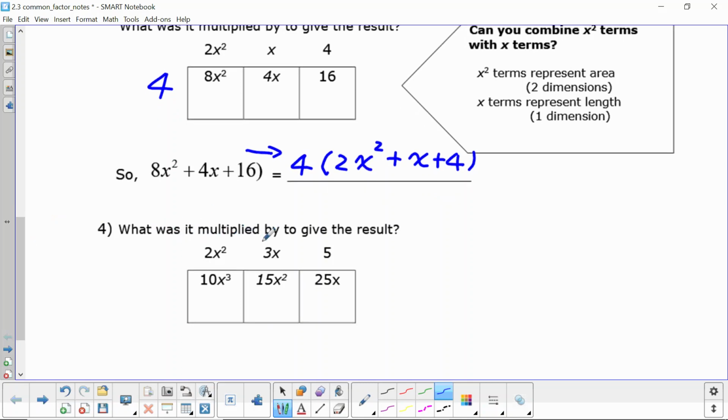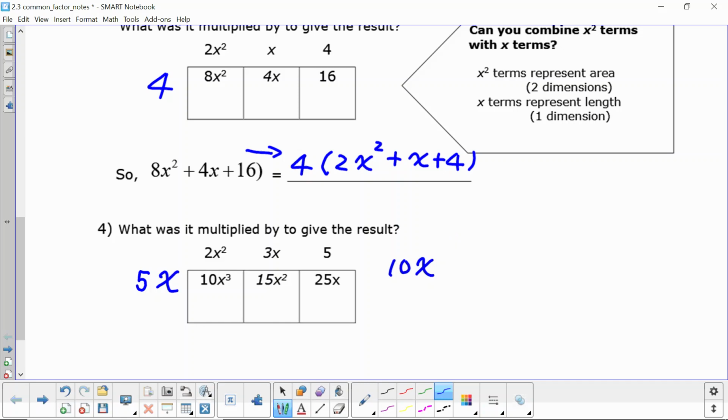What was 8 multiplied by to give the result here? So anyone can tell me? So do the division. 10 divided by 2, we have 5. X cubed divided by x squared gives you x. Then we could write it in this way.